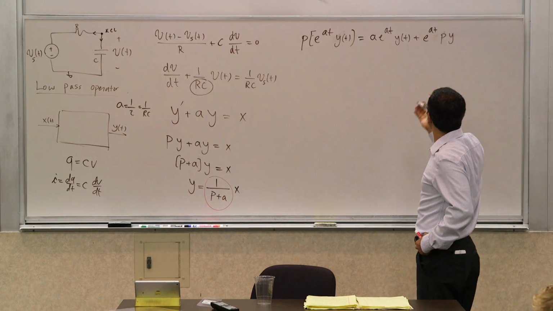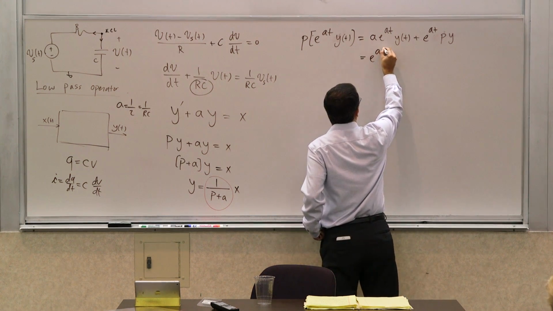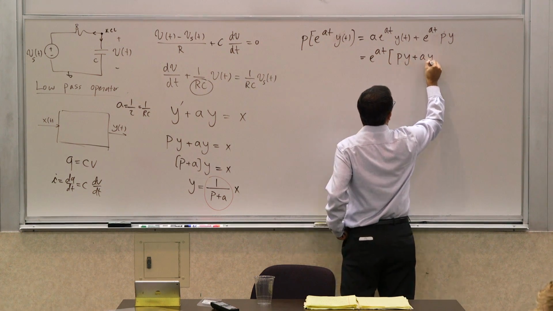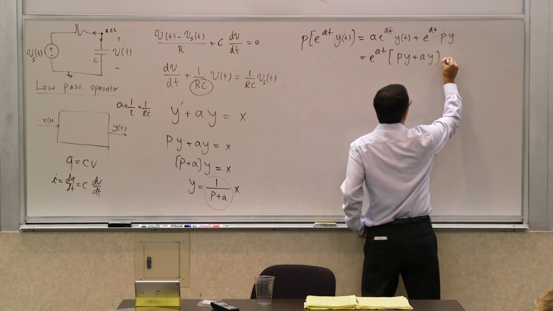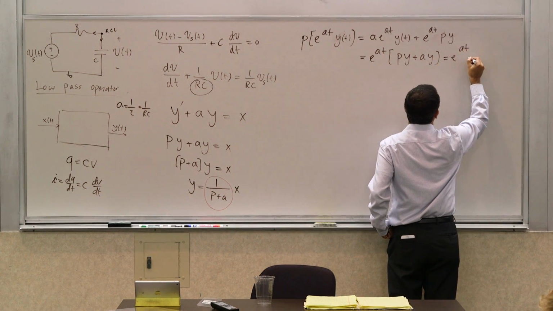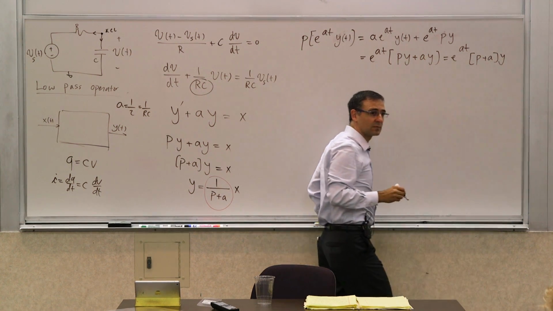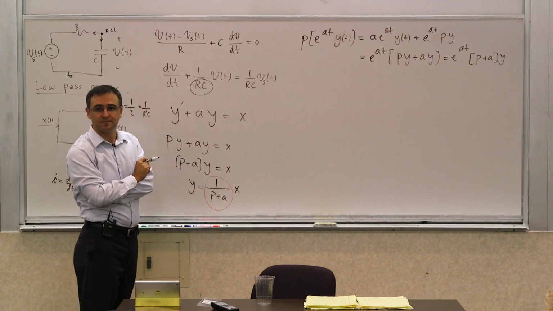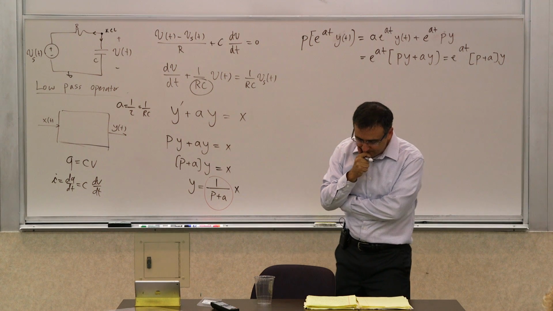So now we're good with this, right? So I can also rewrite this. I can take the e to the at out, and write it as py plus ay, right? Which in my notation I can also write as p plus a of y, operating on y. This is the same thing as this, right? Make sense? So I got that.